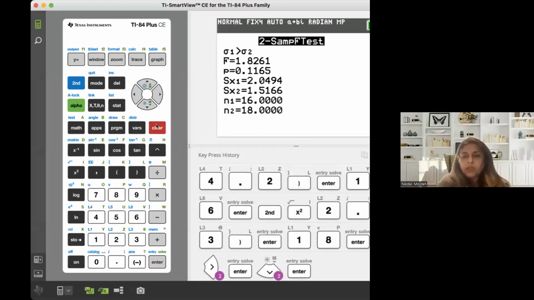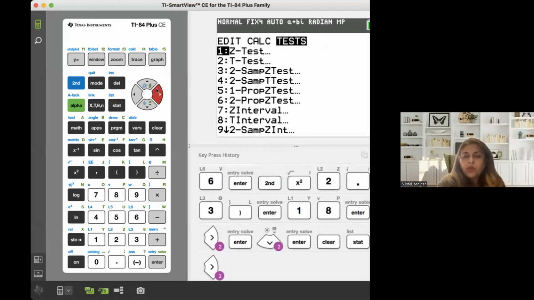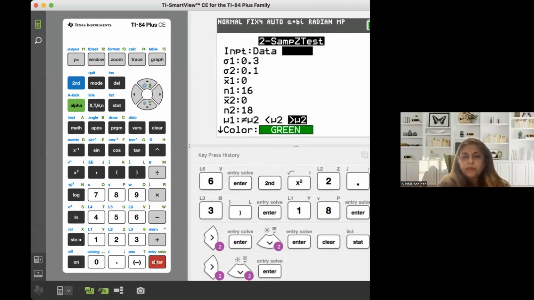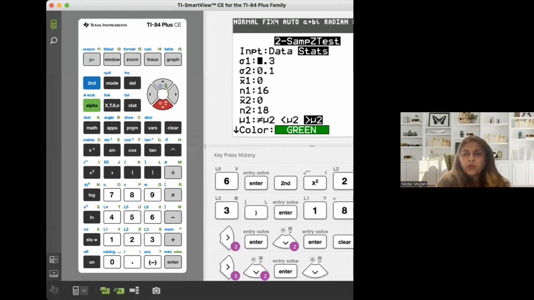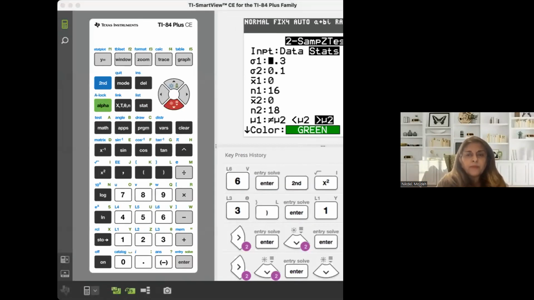No, let me clear this window. You go to the stat key, test, two sample z-test, number 3. I gave you statistics for input. Okay. What is sigma 1? 7.2. Sorry, I have to move this a little bit to the right and left to see the numbers.